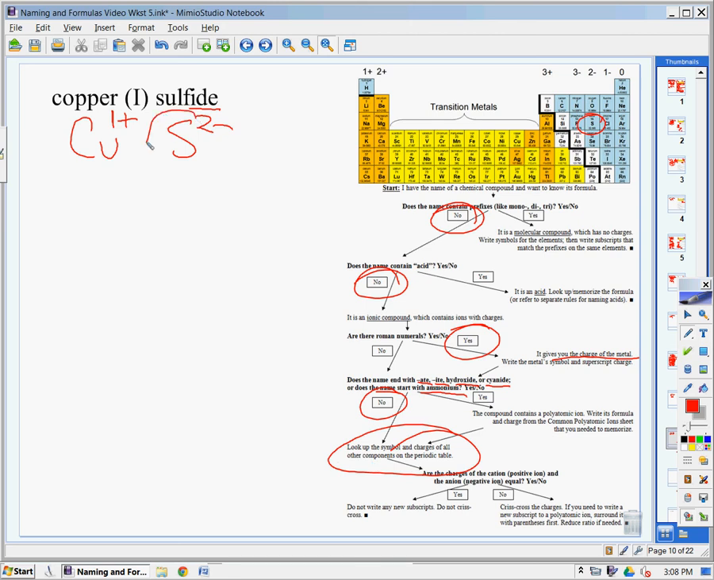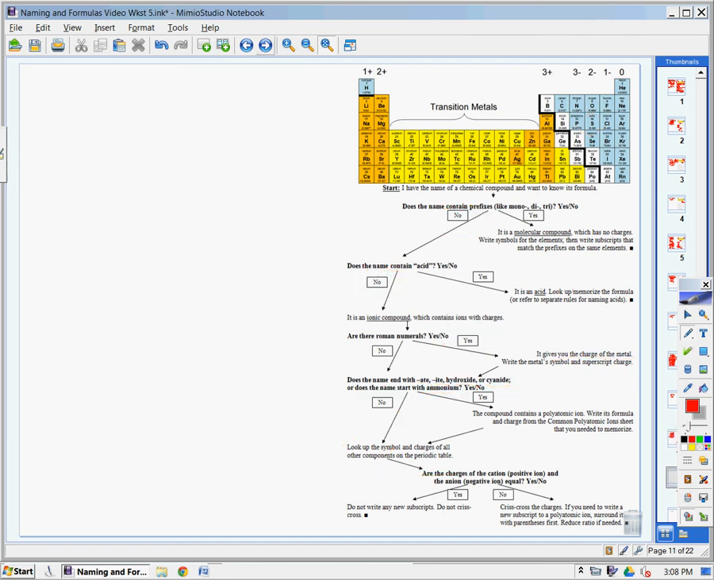That's what this says. Look up the symbol and charges of all the other components on the periodic table. So now we've got to crisscross. Cu2S is the final formula. And that's it. I'm going to do another video for the back of the worksheet.